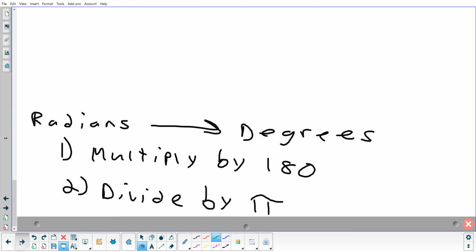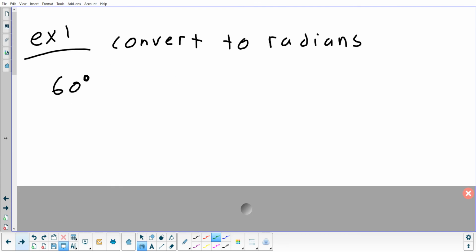All right, let's try an example. Okay, convert 60 degrees to radians. So, to do this, we always multiply by a fraction. You have two choices, pi over 180, 180 over pi. It's going to be one of those two. Think of 60 as a fraction. So the 60 degrees is in the top. Think about where the degree symbol would have to go in this fraction to cancel it out. Because I don't want the degrees in the final answer. I want degrees to disappear. So where would the degree symbol have to go to cancel out the degree symbol that's already there?